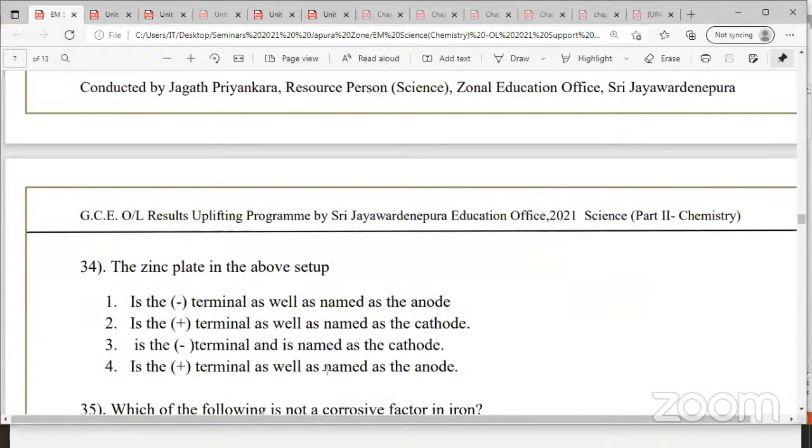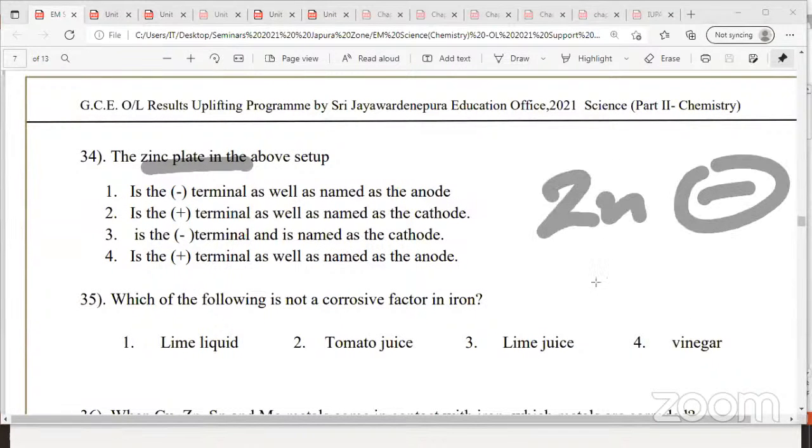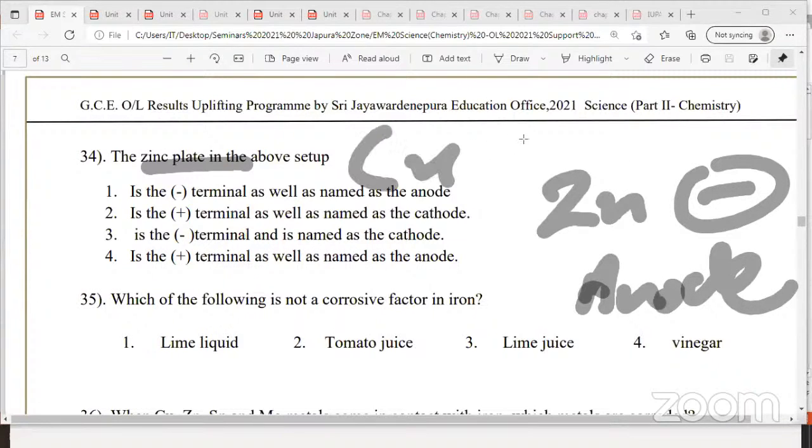We'll mark 34 also. 34, zinc plate of the above setup. Zinc is negative. Zinc is the most reactive. Zinc is the anode because zinc is more reactive than copper. Therefore, zinc is the negative terminal and it acts as the anode. It loses electrons. Zinc acts as the anode because the most reactive metal acts as the anode, the one above in the activity series.